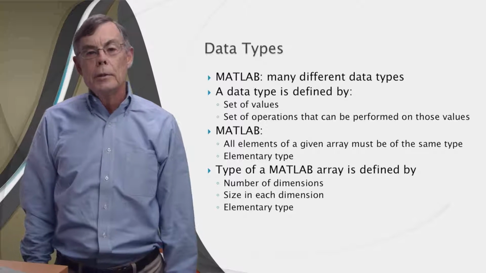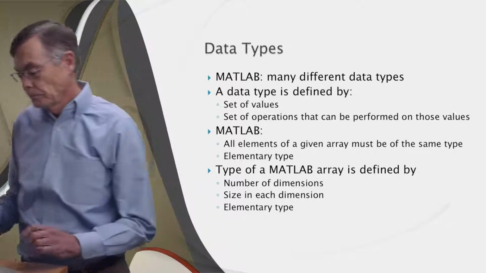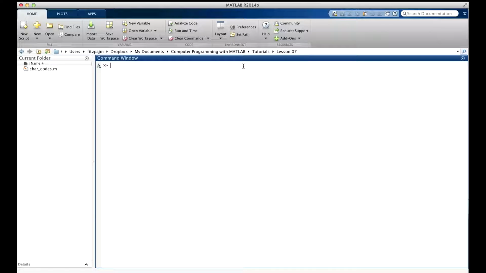Well, let's play with data types in MATLAB. Let's start by clearing the workspace. And let's create a new variable. Of course, you do that by assigning a value to it. So we got this variable x. Let's find out what its data type is. We do that with a function called class. And it tells us that x is of type double. That's the default data type for all numerical data in MATLAB.